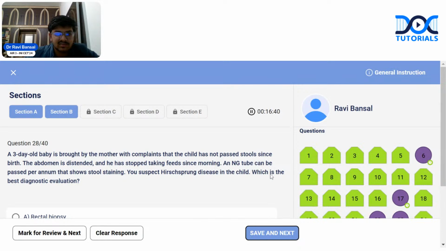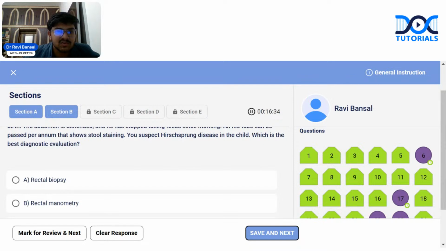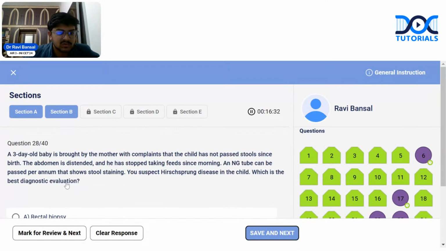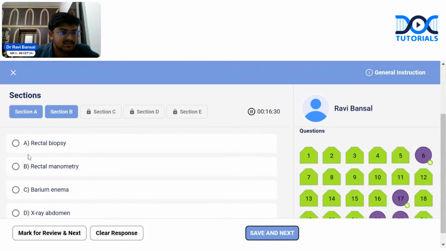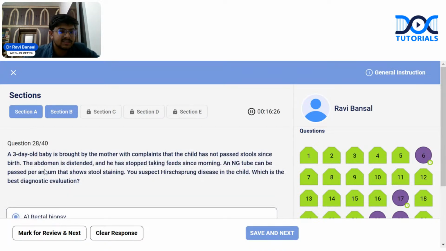You suspect Hirschsprung disease in the child. What is the best diagnostic evaluation? This is a simple one liner. They want to ask how to make the diagnosis of Hirschsprung disease. So best they have asked. We will go with rectal biopsy. You have to read this point very carefully: what they are asking.